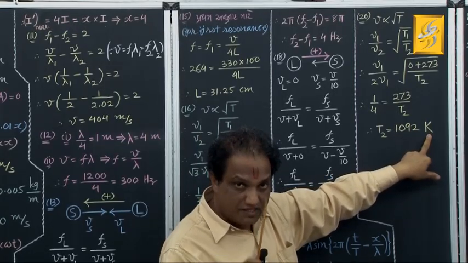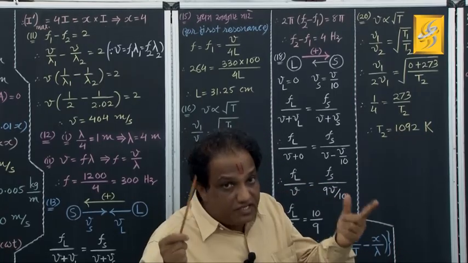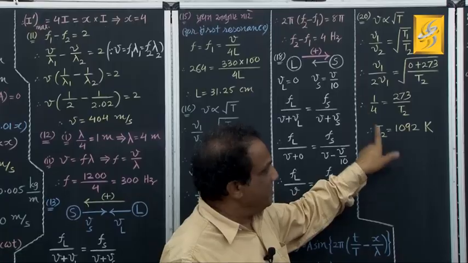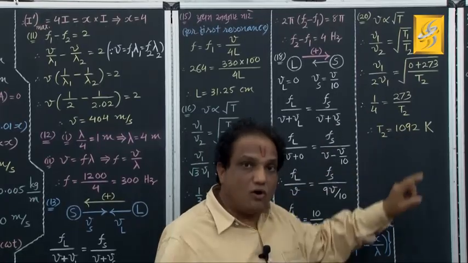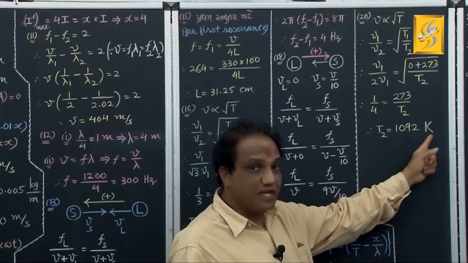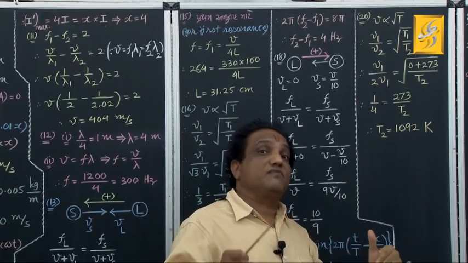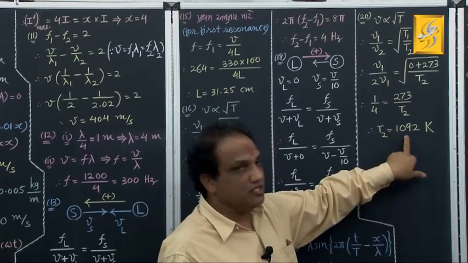But mind well, in the examination they may ask increase in temperature. If they ask increase in temperature, you should find out T2 minus T1, that is this minus 273. Got it? Or they may ask, this absolute temperature we have found out in Kelvin, now they may ask final temperature in degree centigrade. Then you should subtract 273 from this value.